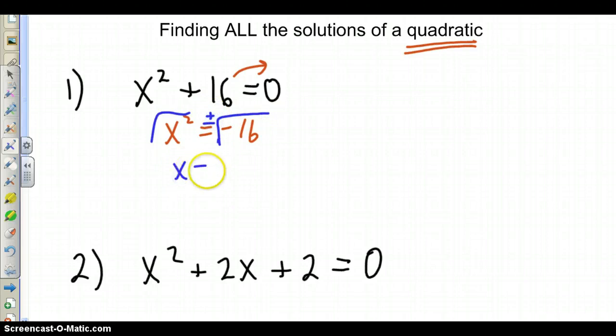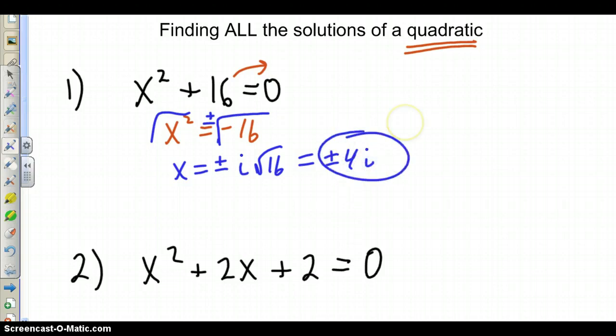We get x equals plus or minus. Let's go ahead and pull this i out. So i times square root of 16. I know I'm going 2 steps. Some of you will go right to 1 step there. Plus or minus 4i would be our answer. Just want to show you and make sure you do that first. Before you do anything, take out that i there.